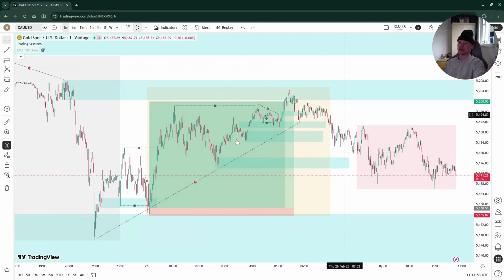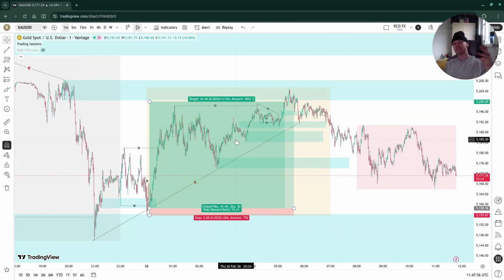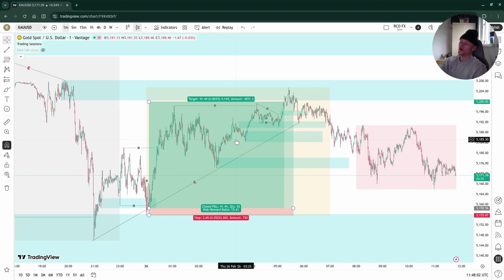So we ended up making £175 back on the account on top of what we lost. We lost £170. We ended up making back to that plus 175, and then we also had that £45 loss as well.